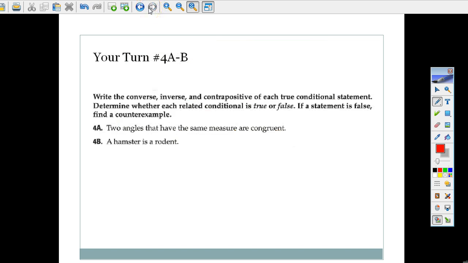So here's your turn, number 4A through B. Okay, do the same thing we did in the previous slide. You need to write the converse, inverse, and contrapositive of a true conditional statement. Tell me if they're true or false for each one. And if they're false, find a counterexample. Okay, so write this down, and when you're done with homework, make sure you put it in your book bag for credit, and thanks for watching.